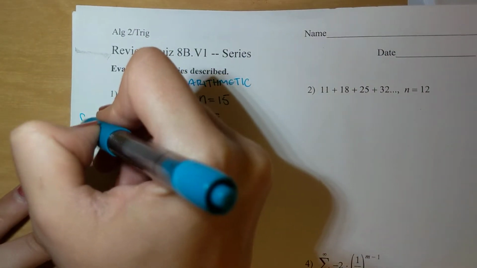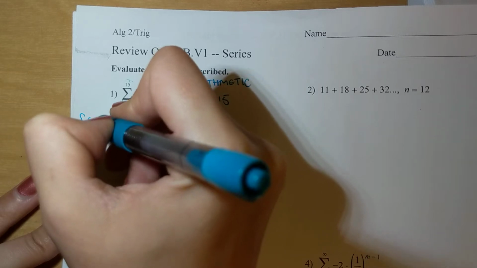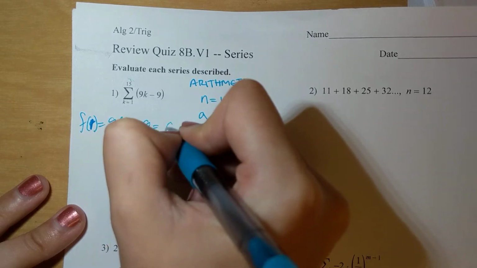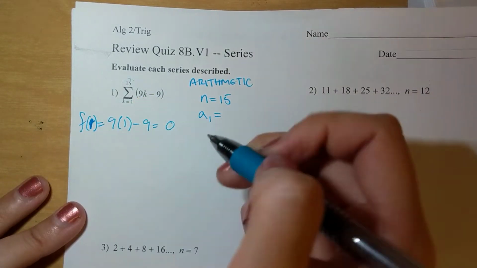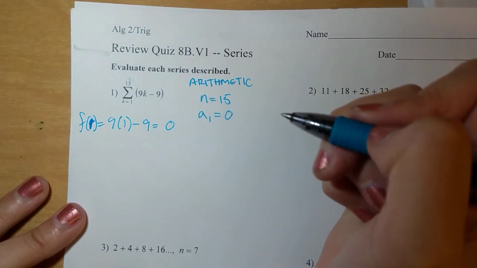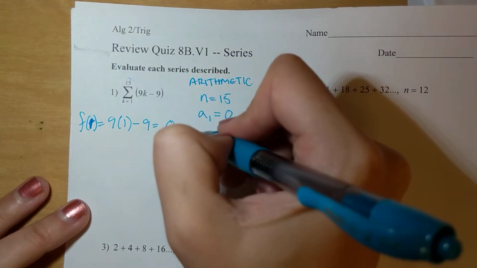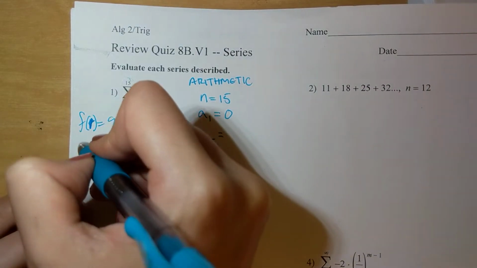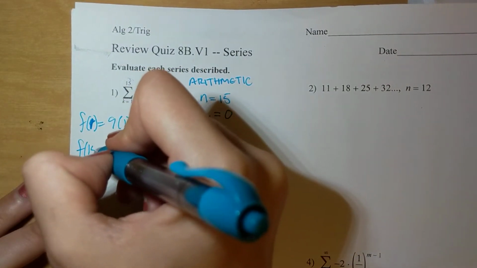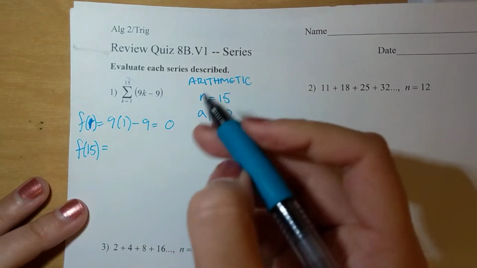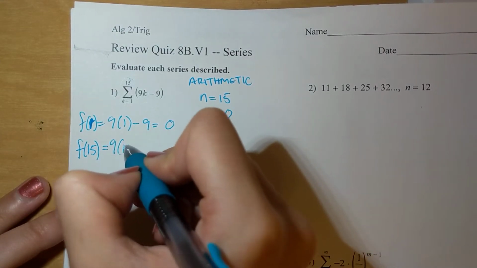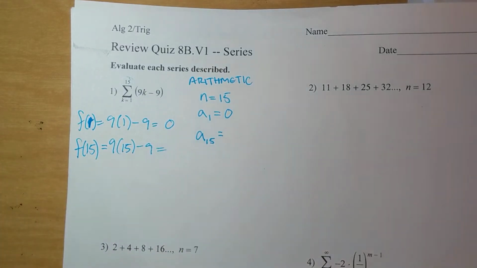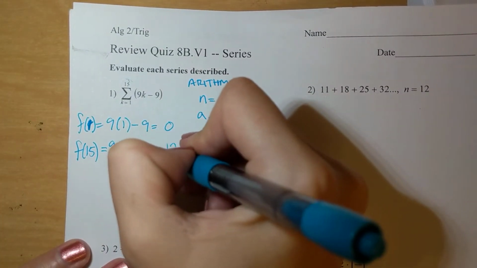So I'll say f of 1 equals 9 times 1 minus 9 equals 0. So that would be 0. And then we also need to know what a sub n is. N is 15, so a sub 15. So plug in 15. 9 times 15 minus 9 would really just be 9 times 14, which is 126.